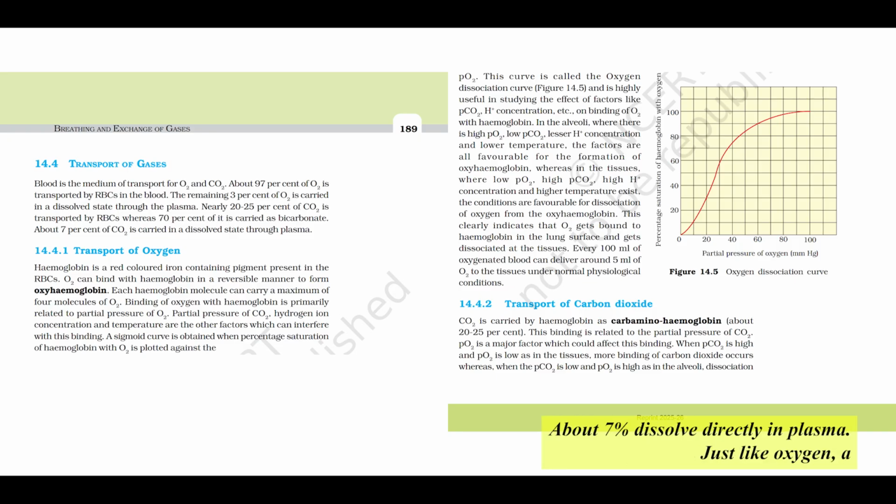About 7% dissolves directly in plasma. Just like oxygen, a small percentage of CO2 is simply carried dissolved in the plasma fluid. Because CO2 is more soluble than O2, this percentage is slightly higher. And another key value for exams: every 100 milliliters of deoxygenated blood delivers approximately 4 milliliters of CO2 to the alveoli. So you see, both gases have sophisticated, multi-pronged transport strategies.